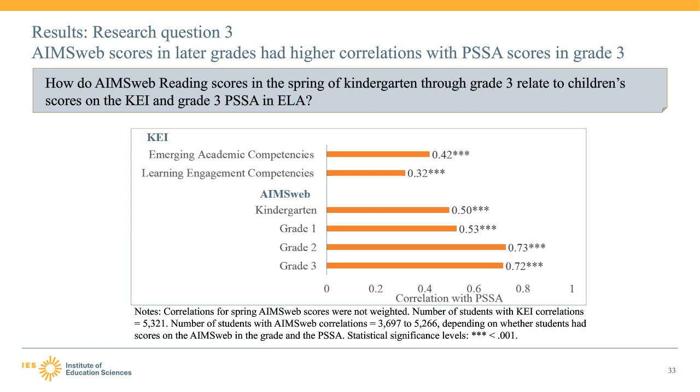This graph shows you the relationships between each assessment and the grade 3 PSSA scores. At the top, we have the correlations for the 2 KEI dimensions that were used in the index. And at the bottom, we have Ames Web scores in spring of kindergarten through grade 3. You can see that the strength of the associations are higher for Ames Web in the spring of kindergarten relative to KEI in the fall. And the associations are also stronger for Ames Web scores that are closer to grade 3. This suggests that Ames Web scores could be more accurate measures for tracking students' reading proficiency, particularly as you're getting closer to grade 3.